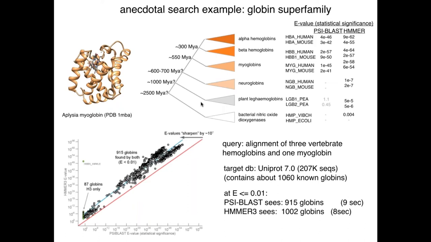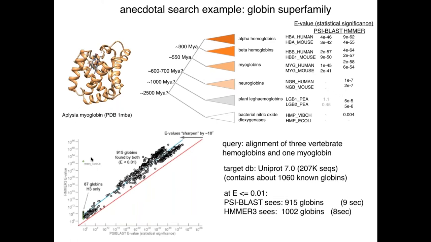The graph down the bottom left-hand corner, I apologize for the resolution of this, just plots the same sequence and the E-value given by PSI-BLAST versus HMMER. And what you'll see is if PSI-BLAST and HMMER were seeing that with exactly the same degree of confidence or statistical significance, they'd be on the red line. But what you'll see is everything shifted towards HMMER. So that's seeing it with more significance.